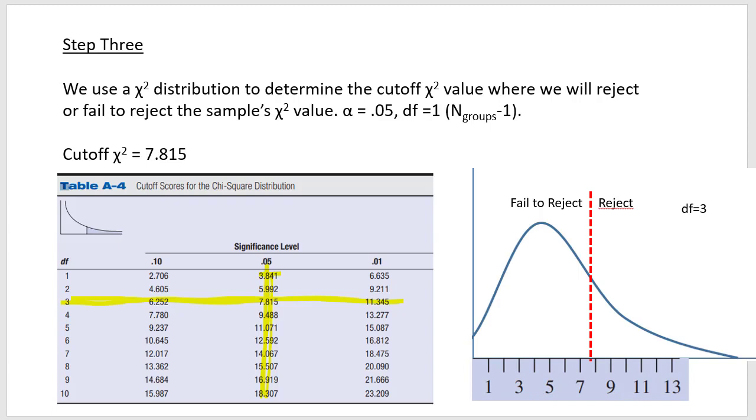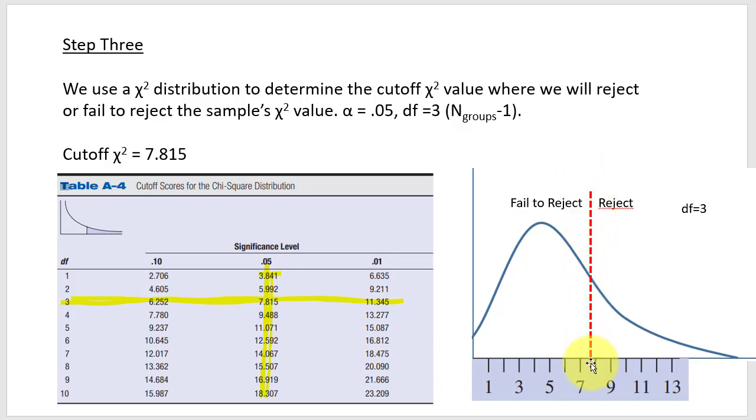Step number 3, we're going to use a chi-square distribution to determine the cutoff chi-square. We will reject or fail to reject the sample's chi-square value. We're going to use that alpha level again of 0.05, with 3 degrees of freedom, not 1, because we have 4 groups. 4 minus 1 equals 3. So with our chi-square distribution, we have 3 degrees of freedom at the 0.05 significance level. That's 7.815. So that is the chi-square statistic that we are working with.